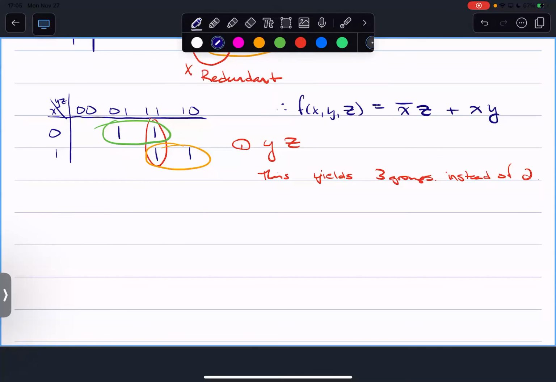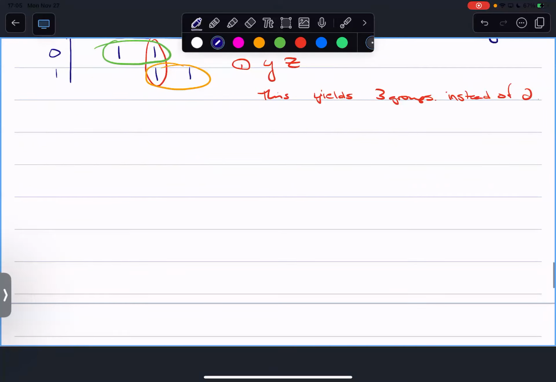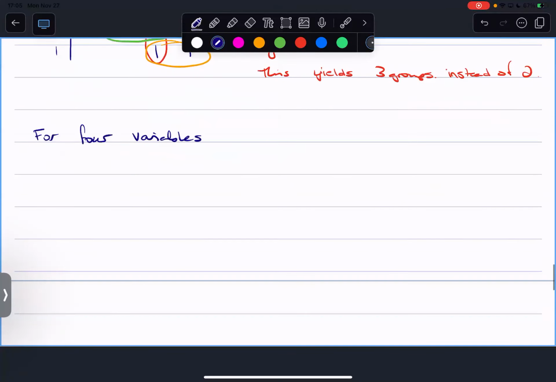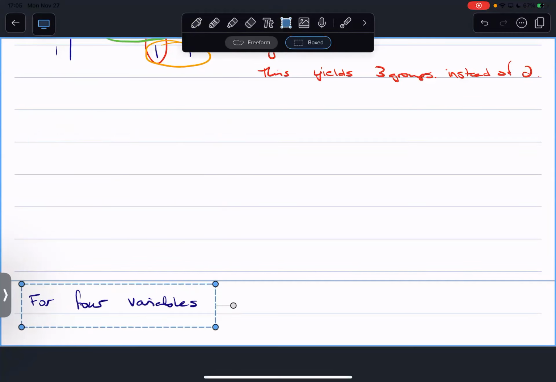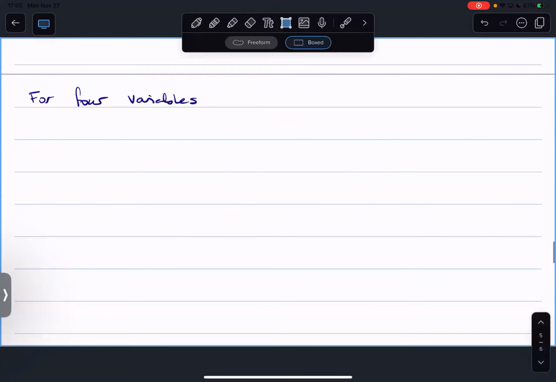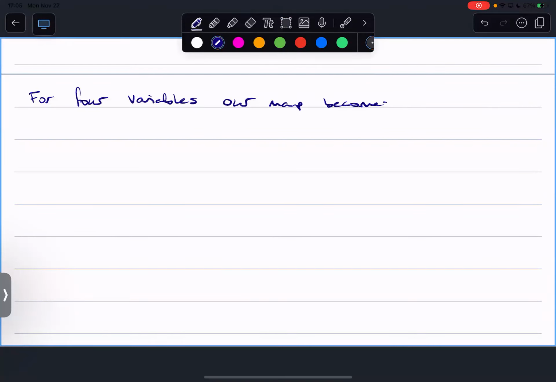Now about 4 variables, or literals, if you want. And maybe I'll put this on a fresh page because the table's a little bit bigger. Or our map. Our map becomes this.